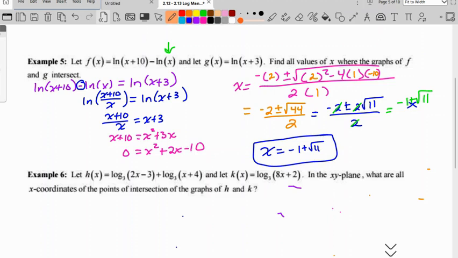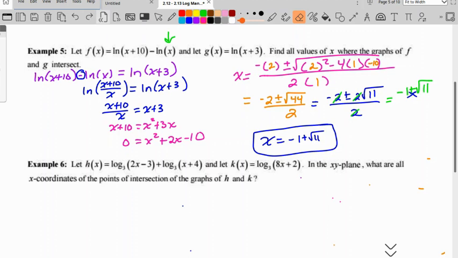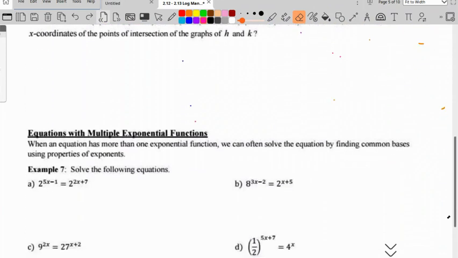All right, let's try another one. The next one says, let h of x equal log base 3 of 2x minus 3 plus log base 3 of x plus 4. Let k of x equal log base 3 of 8x plus 2. In the xy plane, what are all the x coordinates of the points of intersection of h and k? That's just another example of the same. Do you guys need to do another example? I didn't think so. Let's keep moving along.